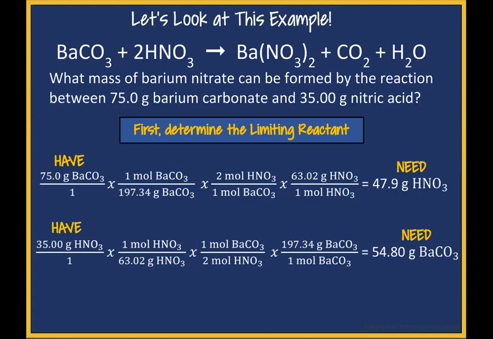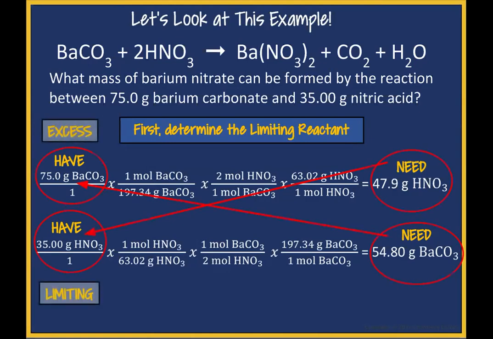You tell me, which one? We need 47.9, we have 35. We need 54.8, we have 75. So the nitric acid is our limiting reactant. We have less than we need. We can't use all of our 75 grams of barium carbonate, because if we did, we would need 47.9 grams. And we don't have 47.9 grams, we only have 35. So we're going to have extra barium carbonate in the end.